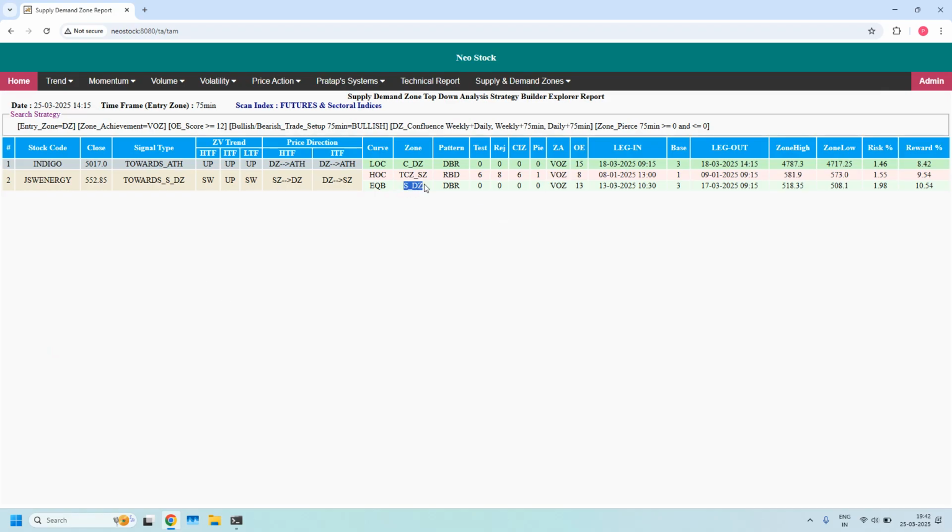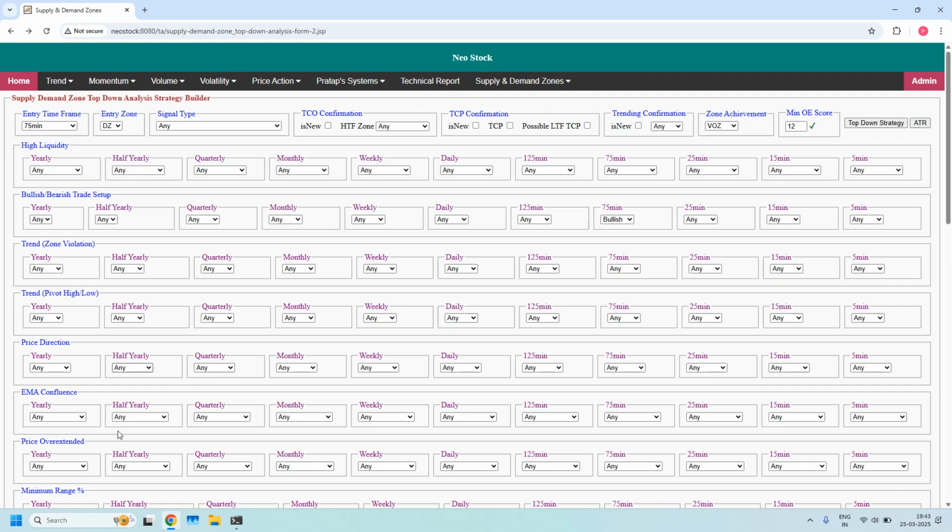In these 2 stocks, 75 minute zone is overlapped with the daily. Both together overlapped with weekly demand zone. And weekly trend is up in only one stock. If this stock is having weekly demand zone with weekly EMA confluence, then this 75 minutes demand zone is having even more high probability to get success. Let us verify if it can be filtered.